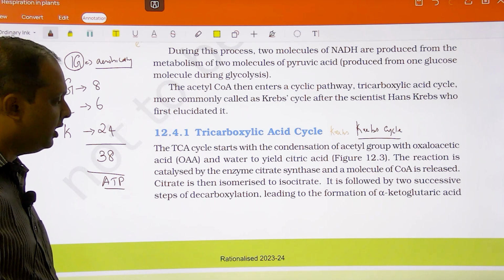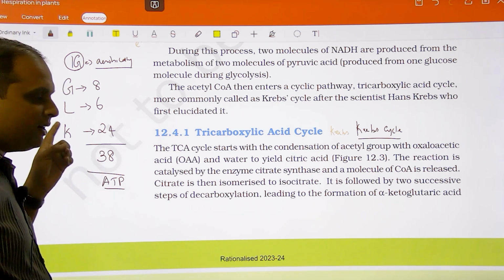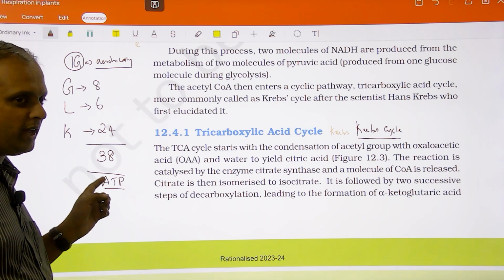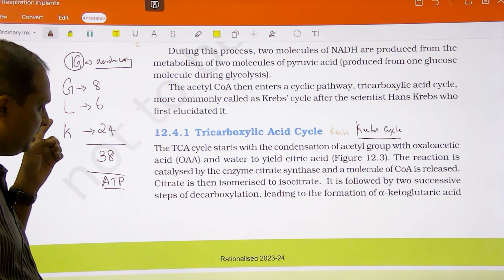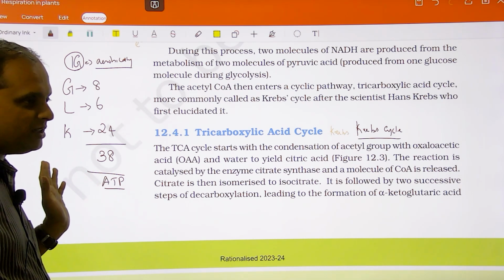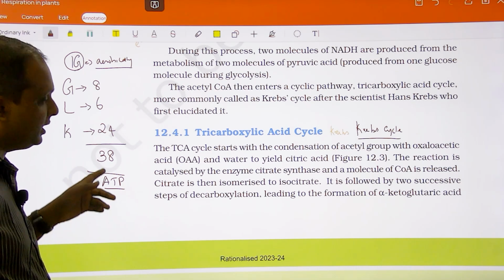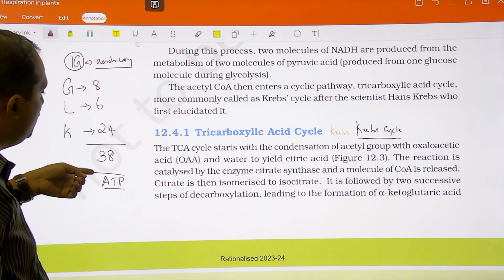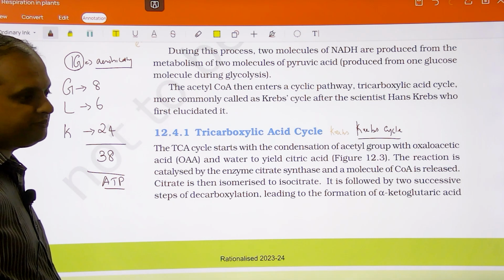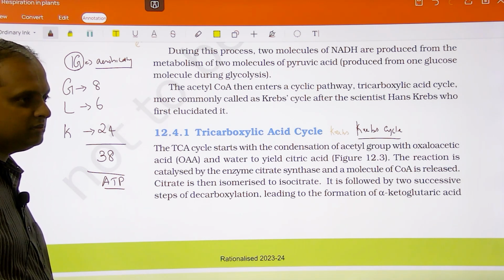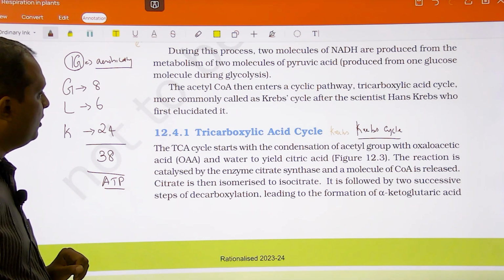Do you understand what I am saying? Actually, I have an argument to say it is 36, but your CBSE book says 38. So let's stop here. So 38. Clear? So one glucose molecule is going to yield you 38 ATP. Right. Okay.